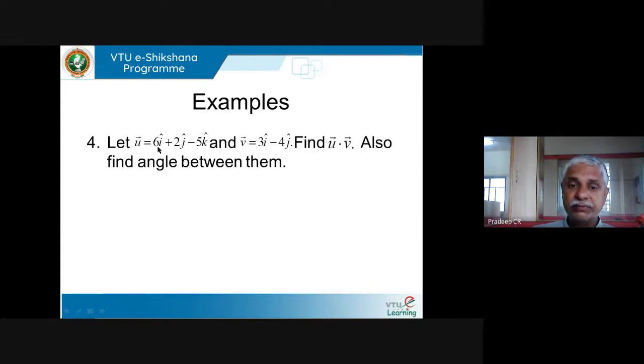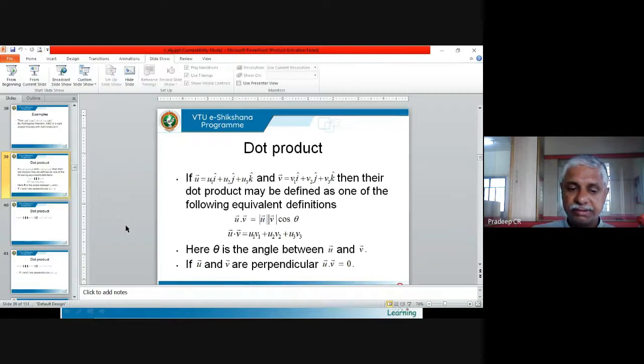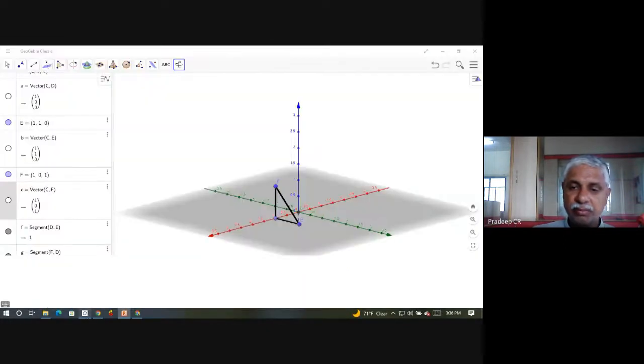So u is the vector 6i plus 2j minus 5k and v is the vector 3i minus 4j. We want to find u dot v and also the angle between them. So these are two vectors. See, in GeoGebra, you will be able to make it out, just one sec. This is not good.